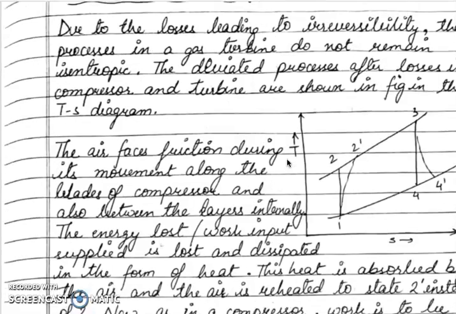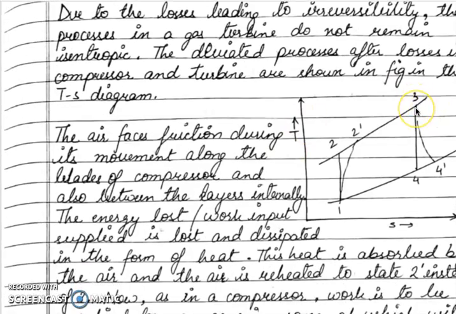In a similar way, we can also define the friction in the turbine, because it will also happen due to the friction between the walls and the air flowing in the turbine, the friction between the blades of the turbine and the air, and the friction between the internal layers of air. All will lead to energy loss, and that energy loss will again be dissipated in the form of heat, which will increase the temperature of the air. That increased temperature is shown by 4 dash, and the actual process will become 3 to 4 dash.